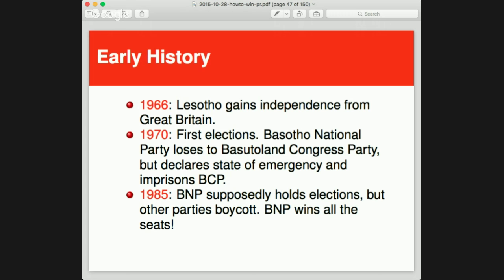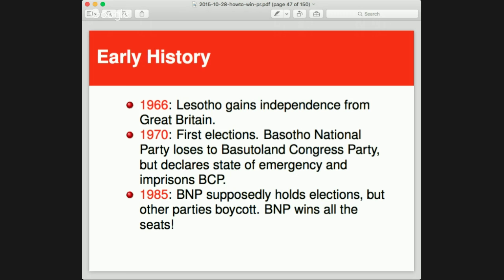Until 1985, when the BNP was still in power because they imprisoned the opposition. They supposedly held an election, but all the other parties refused to participate. So, surprise, they won all the seats. So these were kind of not very well done elections. That was 1985. Then in 1986, there was more drama.